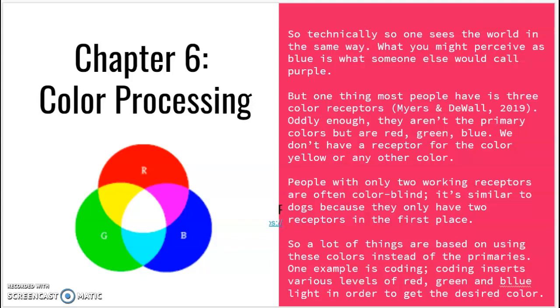Some people only have 2 working receptors because the red or green do not work properly, so they're colorblind. Same thing with dogs, they don't have a red receptor. I thought this was interesting because I took a coding class one time, and in order to add color to a web page, you had to insert the values in red, green, and blue. I thought that was pretty cool because I didn't know those were the color receptors for us.